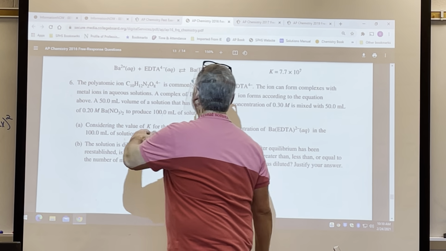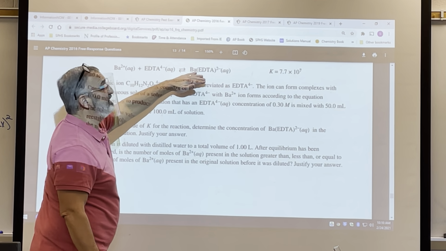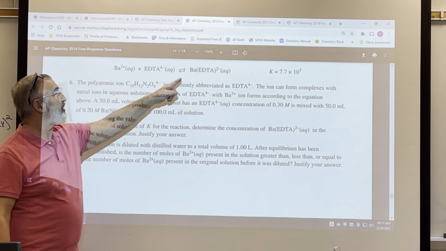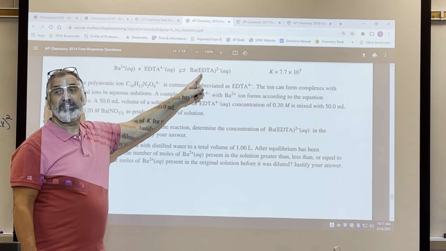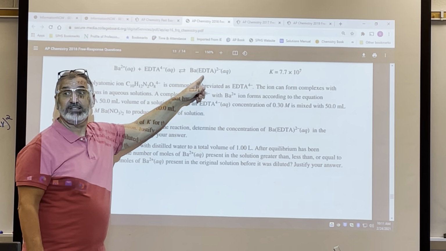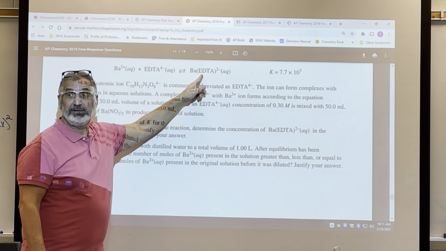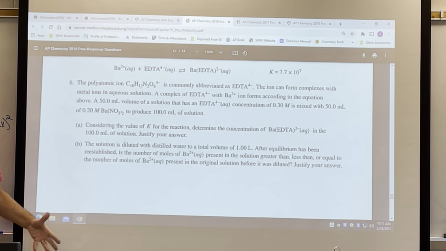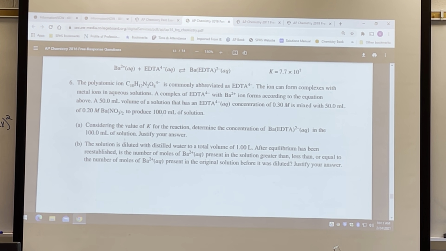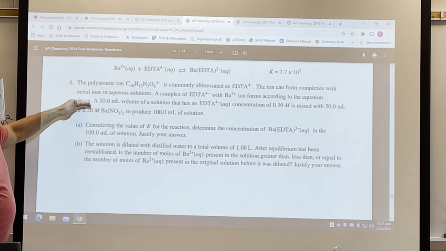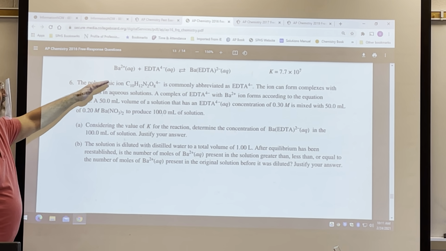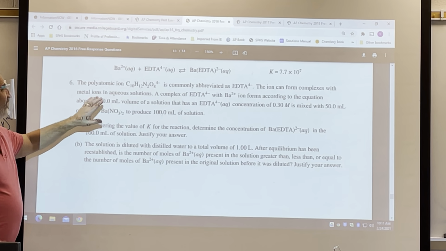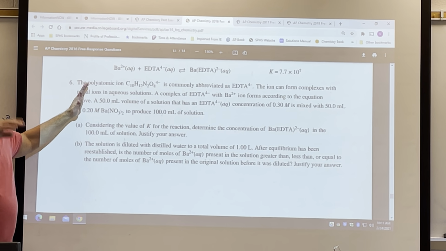Okay, the polyatomic ion, and plus they give you this thing that we've never seen before. If you go have a look, you'll see EDTA, ethylene diamine tetraacetic acid is what that stands for. That's why they call it EDTA. It's just used as a preservative a lot. It's commonly abbreviated EDTA. The ion can form complexes. All that's nice. The complex forms in the equation above. All of that is just extra.